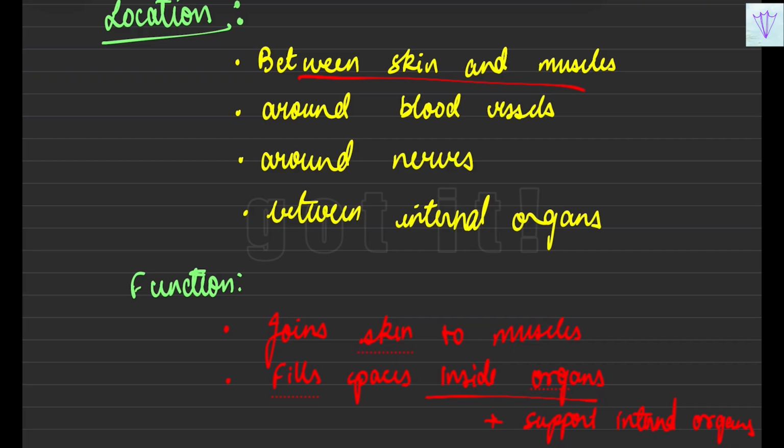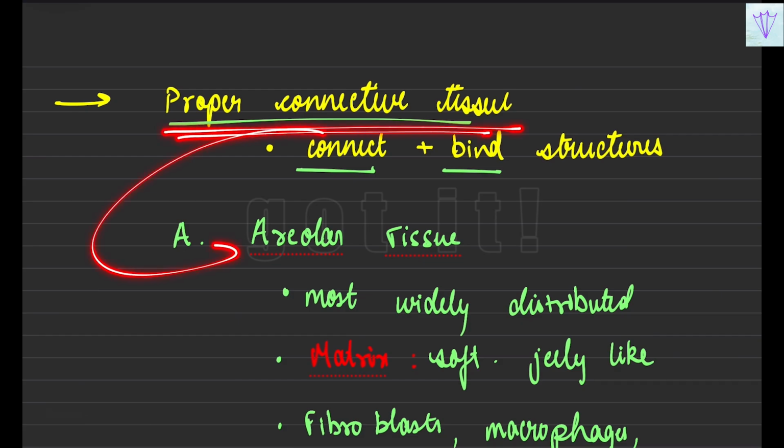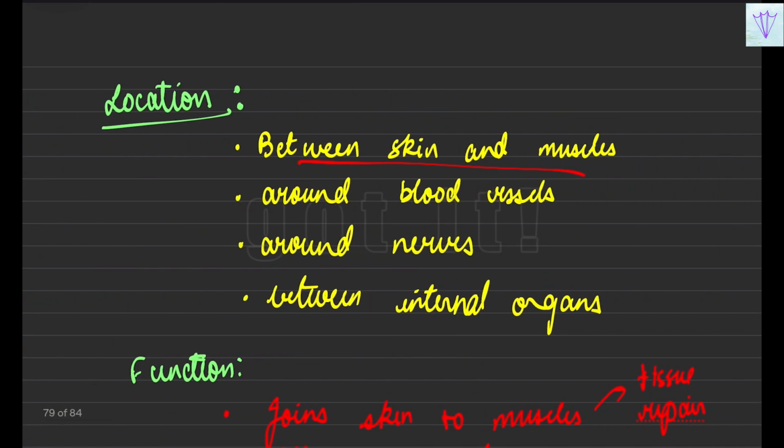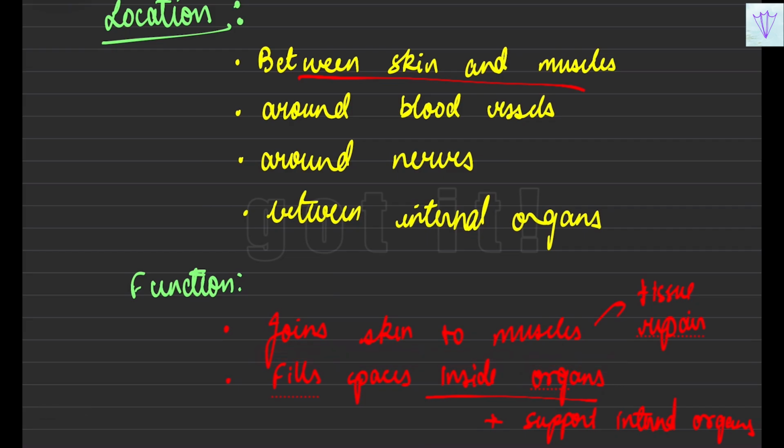and it helps in the tissue repair as well. So these are the functions of the proper connective tissue, that is the areolar tissue: it joins skin to muscles, it fills spaces inside organs, and it supports internal organs and also helps in the tissue repair. So, for example, when a wound heals, areolar tissue will help in the repair of the damaged tissues.